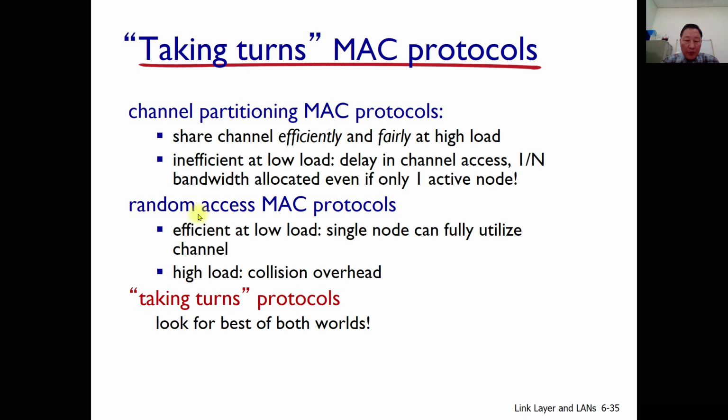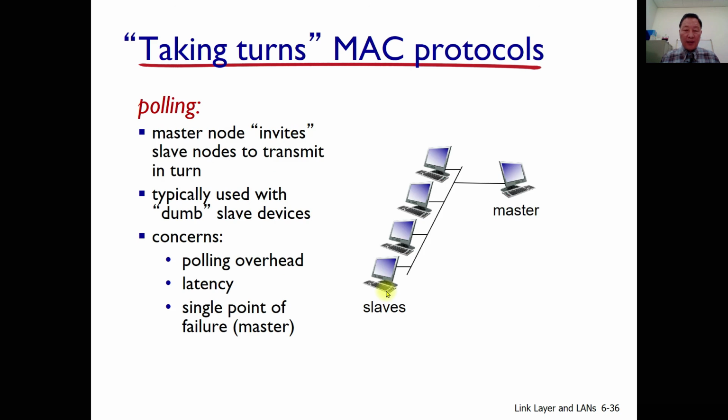And how about random access protocols? We just learned about this. It is efficient at low load, and a single node can fully utilize the channel. But if we have many nodes, then they collide a lot. At high load, the collision overhead is so serious. And this scheme, the taking turns protocol, was developed considering those advantages, looking for the best of both worlds. Let's look at this in the next slide.